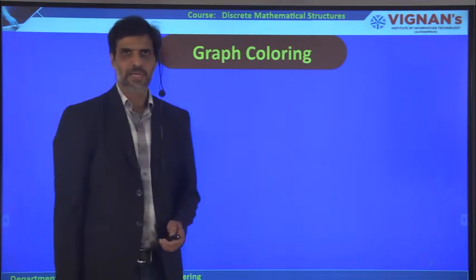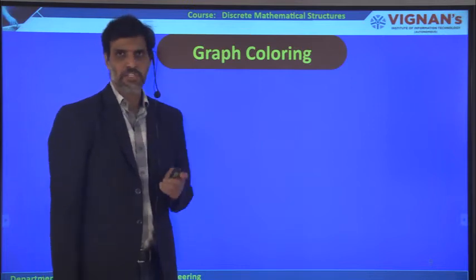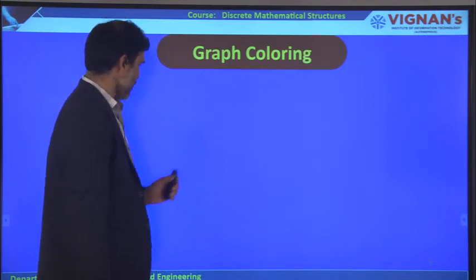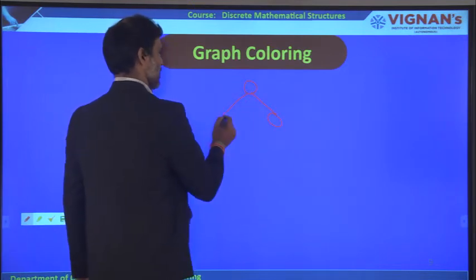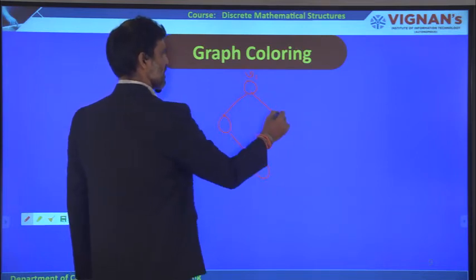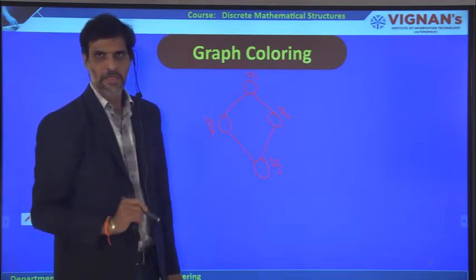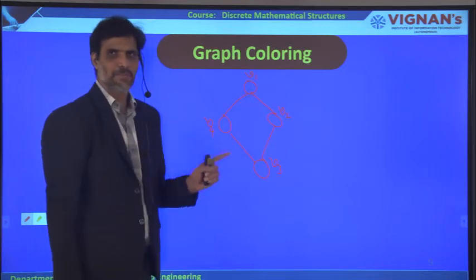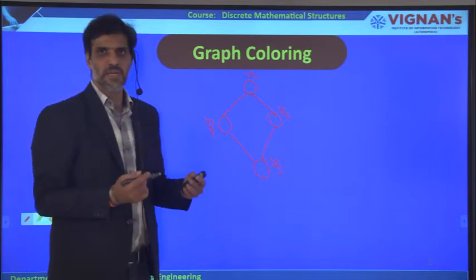So the next topic is graph coloring. How do we get the graph coloring? What do you mean by graph coloring, which is very, very important in graph theory? Graph coloring is nothing but, whenever you are considering a graph like this, suppose you take a graph like this, this is a graph. The objective of graph coloring is to color the vertices in such a way that no 2 adjacent vertices have the same color. That is the meaning of graph coloring. This is the basic concept of graph coloring.